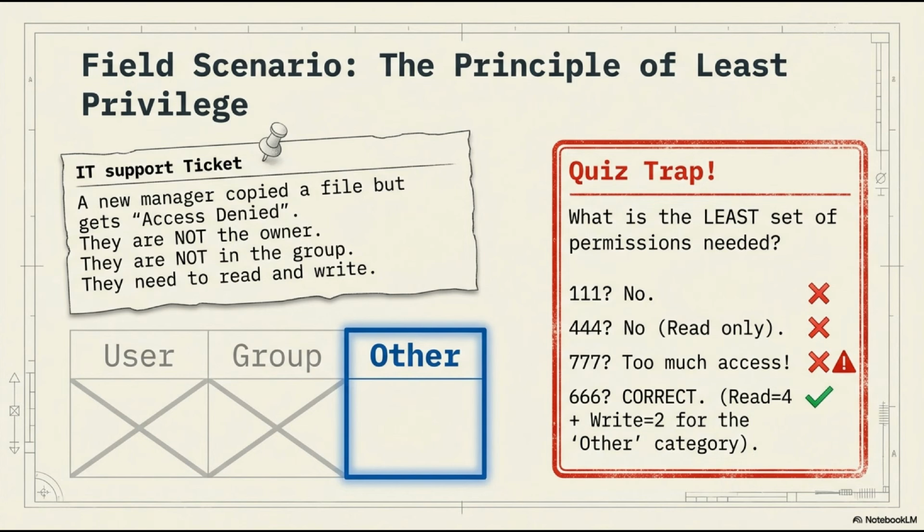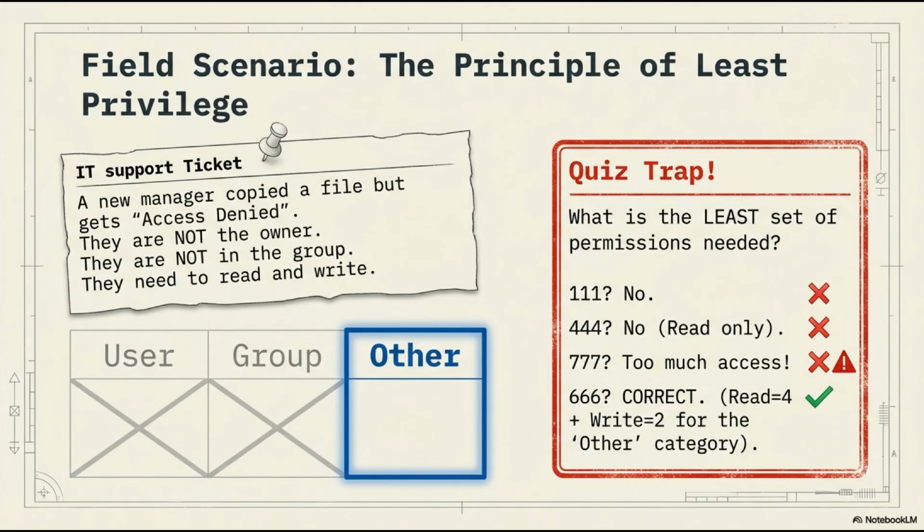This principle is the bedrock of system architecture. You give a user exactly what is needed to do their job and nothing more. Let's look at the IT support ticket scenario from the quiz. A new manager gets access denied to a file. They aren't the owner and they aren't in the group, but they do need to read and write to this file. So they fall into the other category. Let's do the math for other. Read is 4 plus write is 2 equals 6.